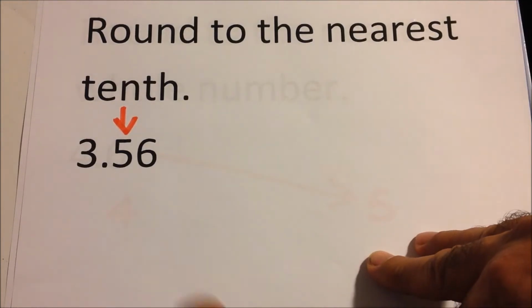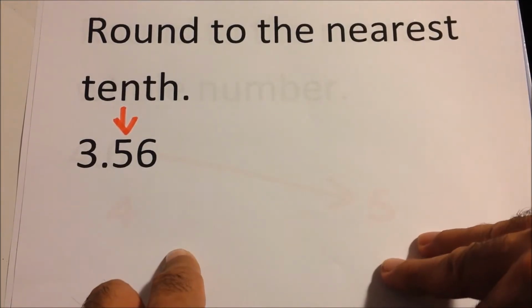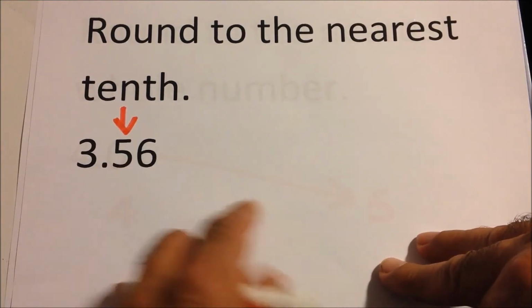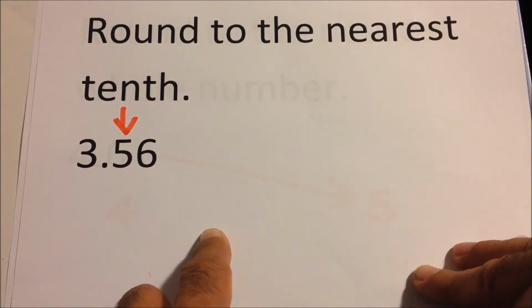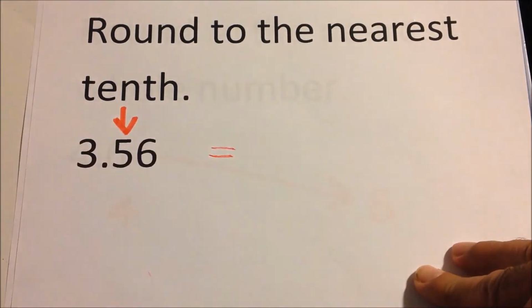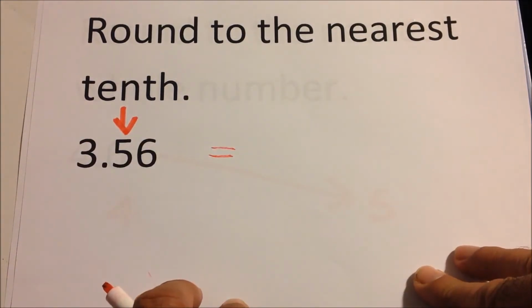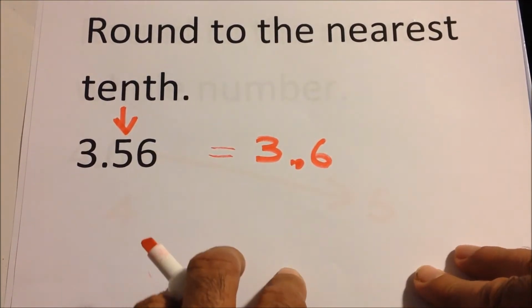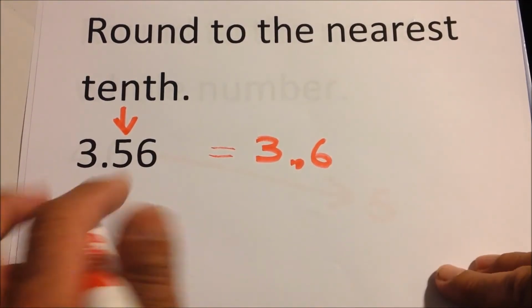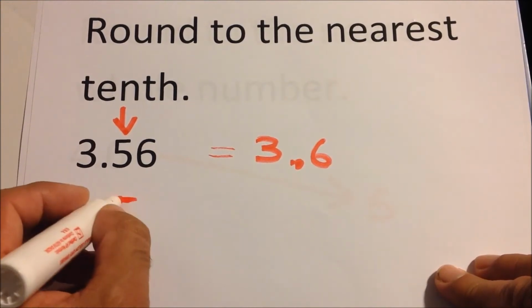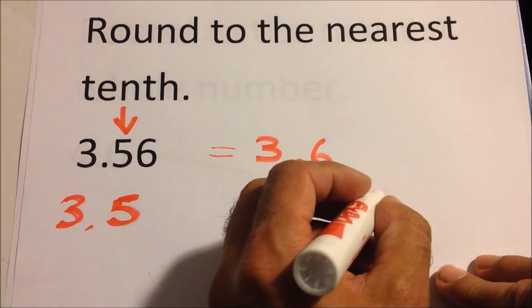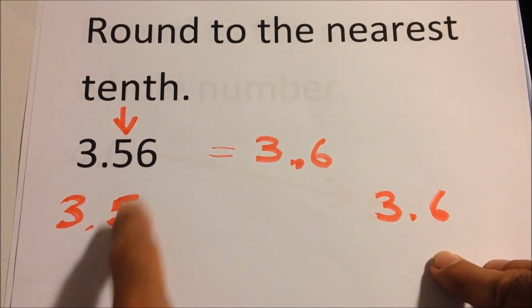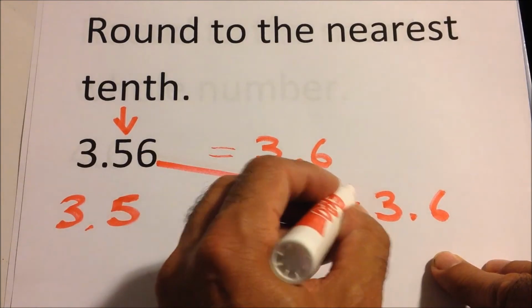Then look to the left. There's a 6 there. Is it bigger than 5? Yes. Is it 5? Well, no, it's bigger than 5. So we know this is going to round up. What do you think it will round up to? Okay, 3.6 to the nearest tenth. So if I asked you what it's in between, 3.5 and 3.6. That's what it's in between. And it's closer because of the 6 to 3.6.